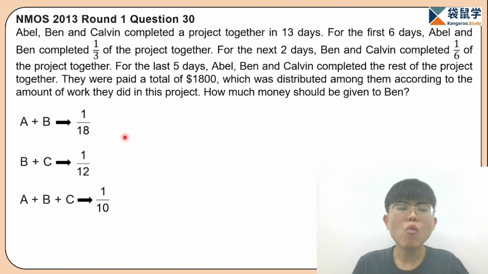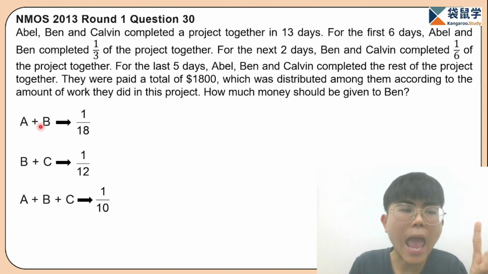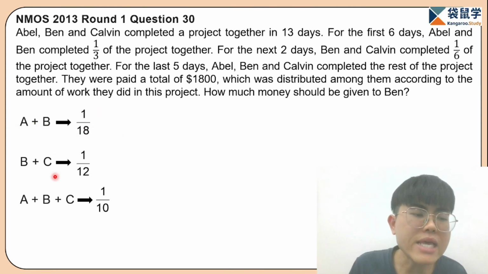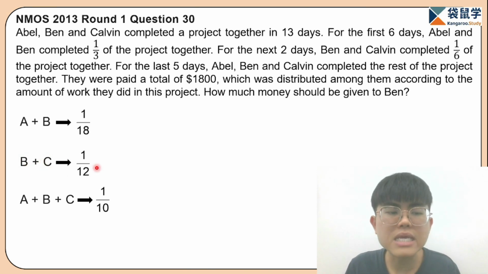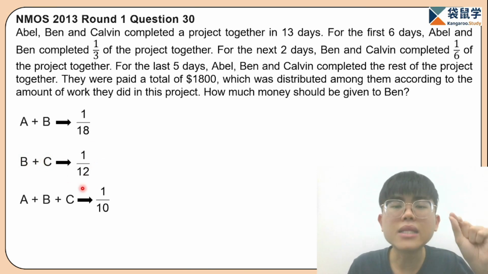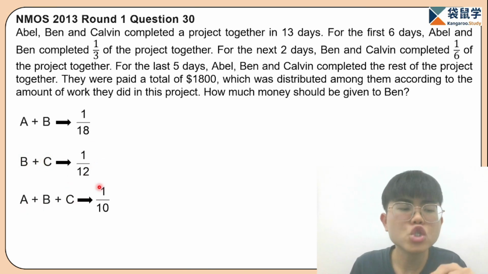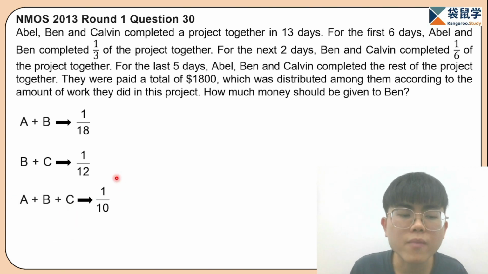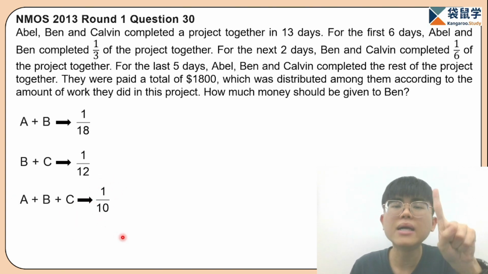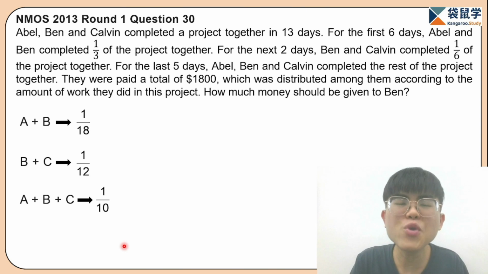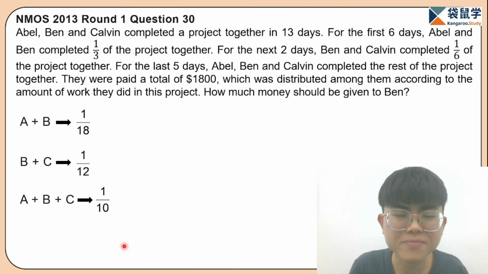Everyone can see what we have from here. This is the work done by A and B per day. This is the work done by B and C per day. And the third thing we have is A, B, C, all three of them working together. This is the work done per day. So how do we find out just B?